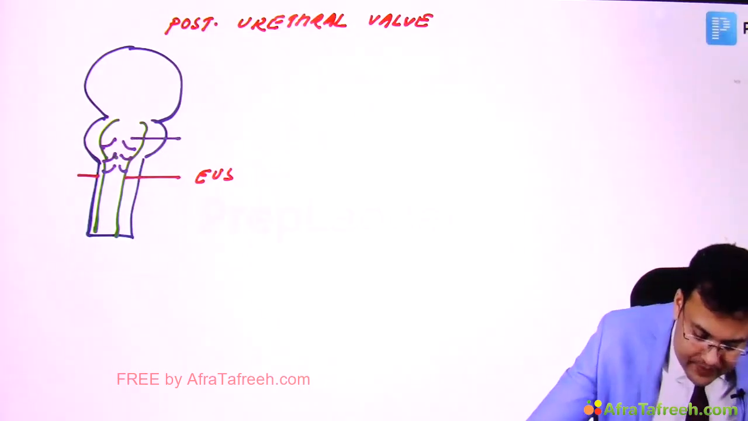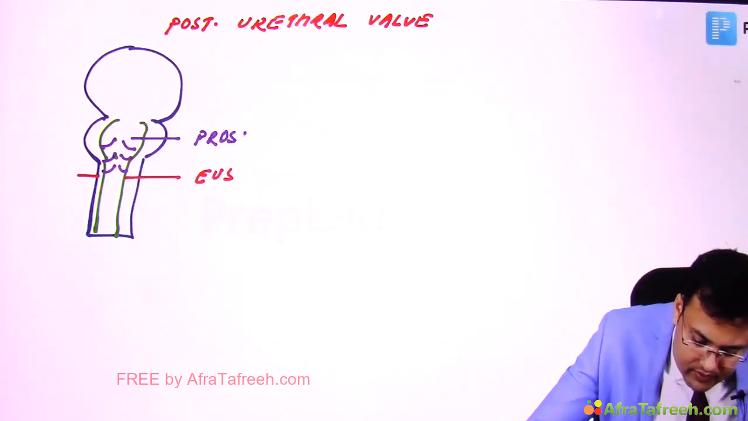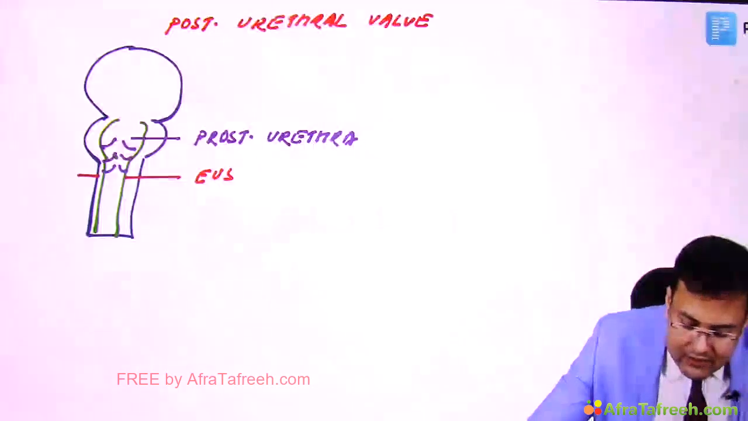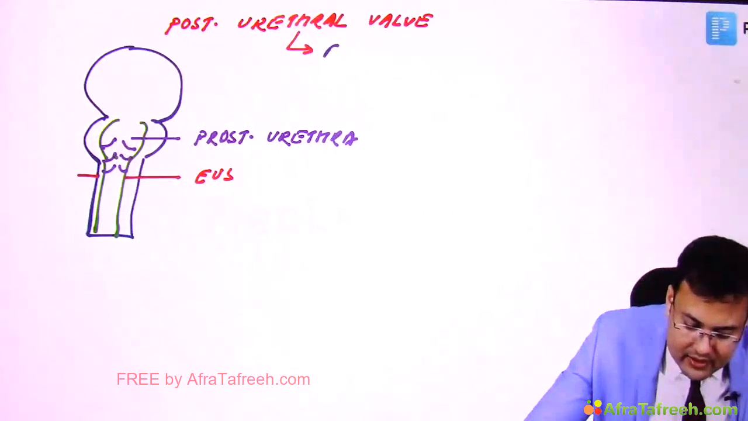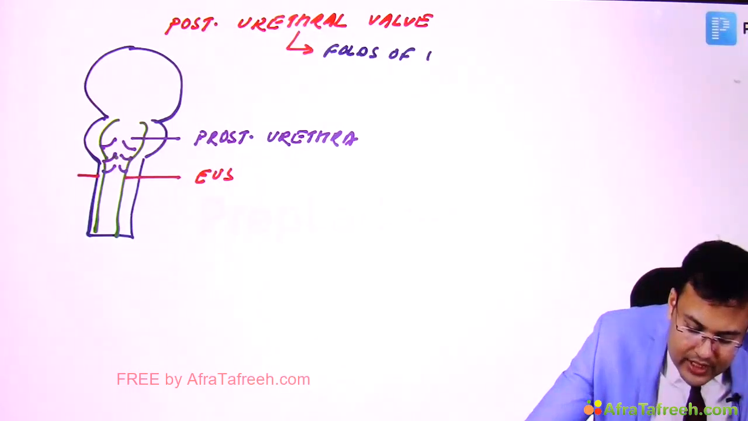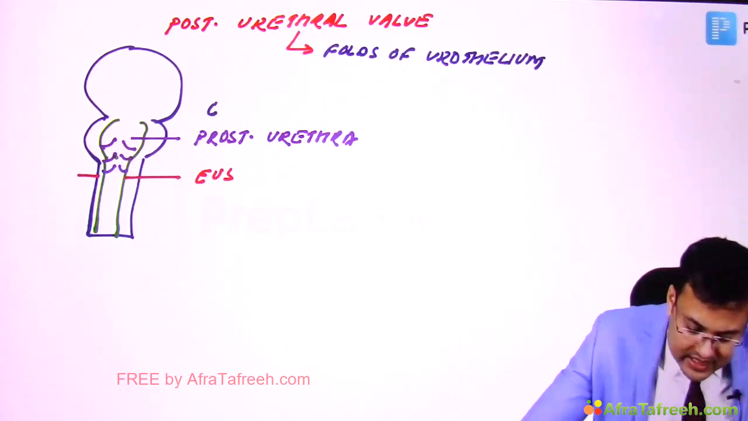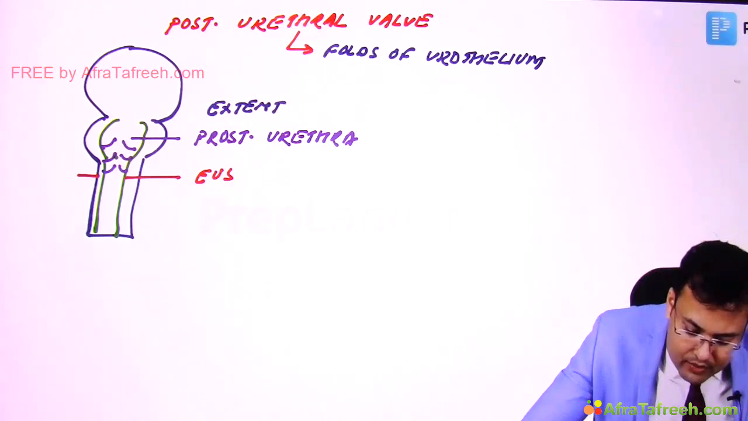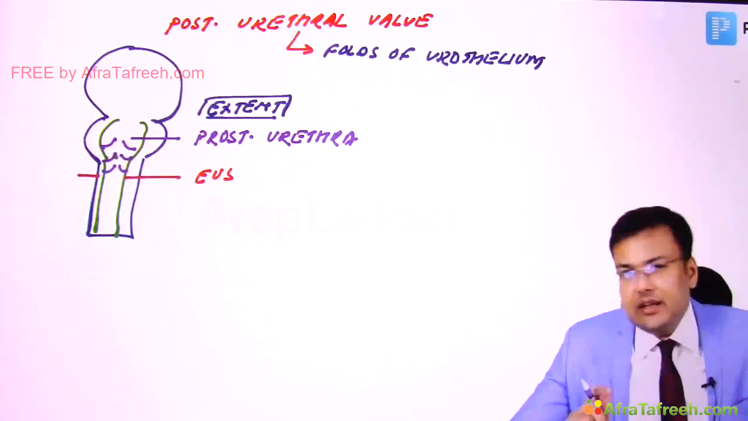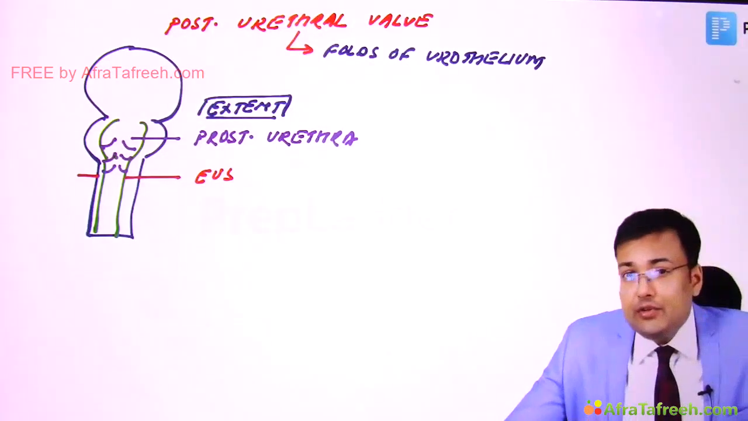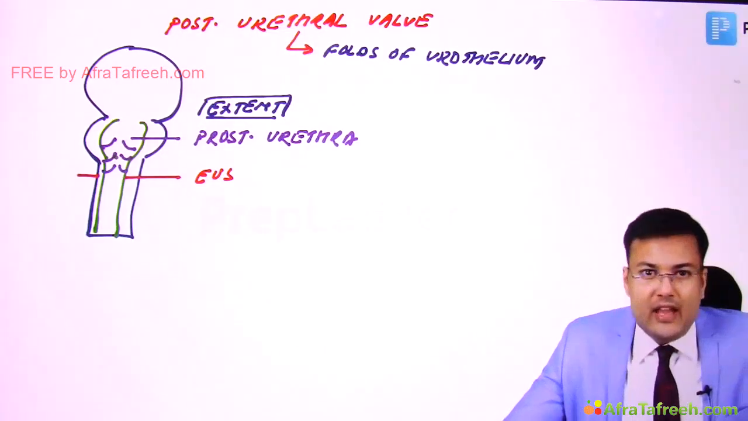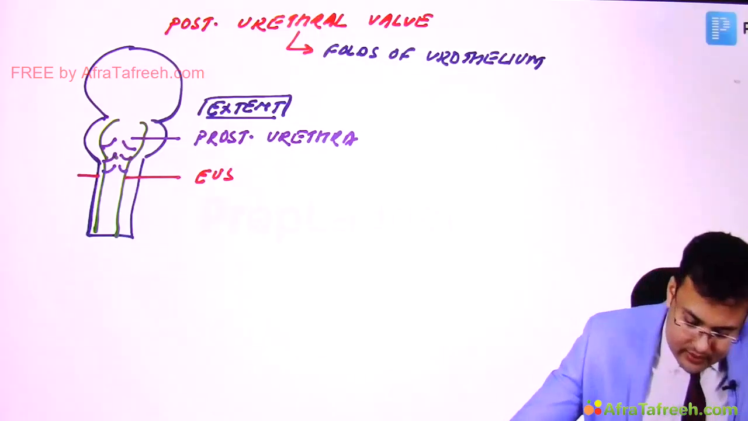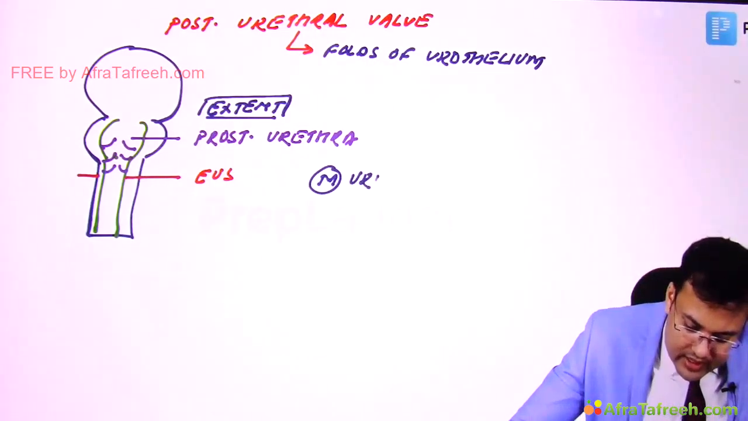Okay, so first question, this is prostatic urethra. It is characterized by presence of valve, and what's that? That's the folds of urothelium. What is the extent? Extent is from prostatic urethra till external urinary sphincter, and posterior urethral valve is exclusively an abnormality of male urethra.